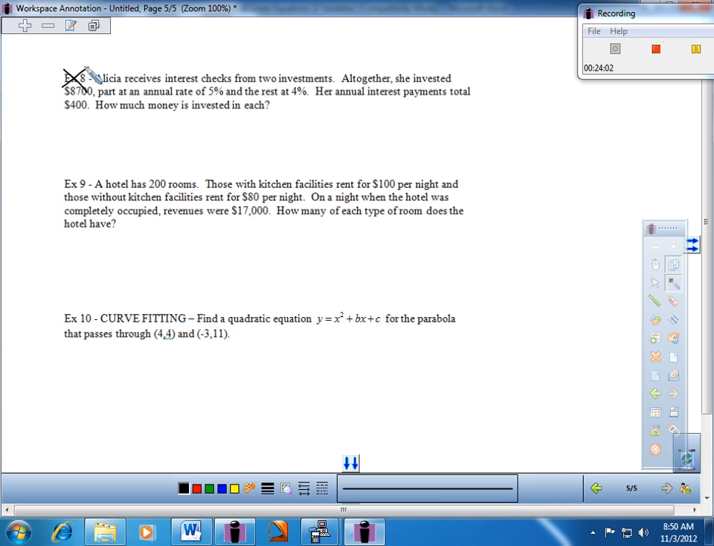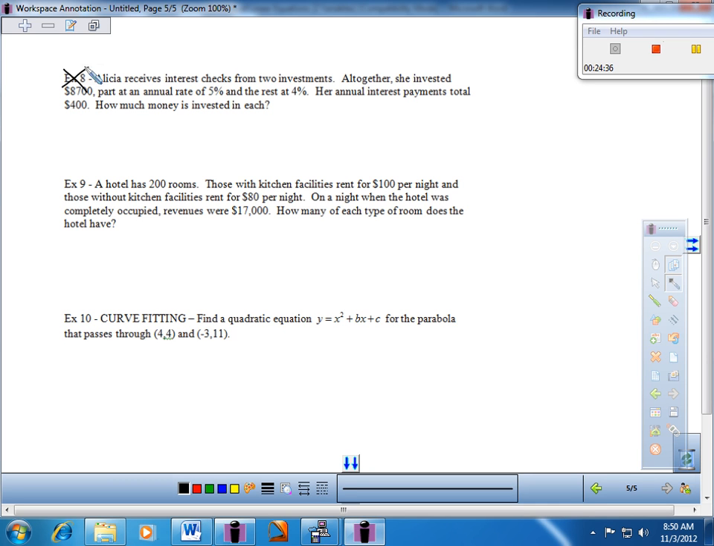If you can just write a system, 2 equations, 2 variables, and then we won't go through the whole process of solving. I'll just go ahead and give you the solution set. If you want to solve it, of course, you're more than welcome to. So I'll read it quickly, and then as I'm reading, maybe you're writing, we'll see what happens. So a hotel has 200 rooms. Those with kitchen facilities rent for $100 per night, and those without kitchen facilities rent for $80 per night. On a night when the hotel was completely occupied, revenues were $17,000. How many of each type of room does the hotel have?